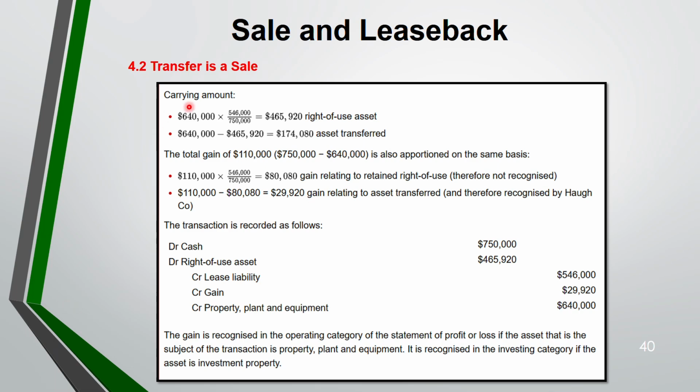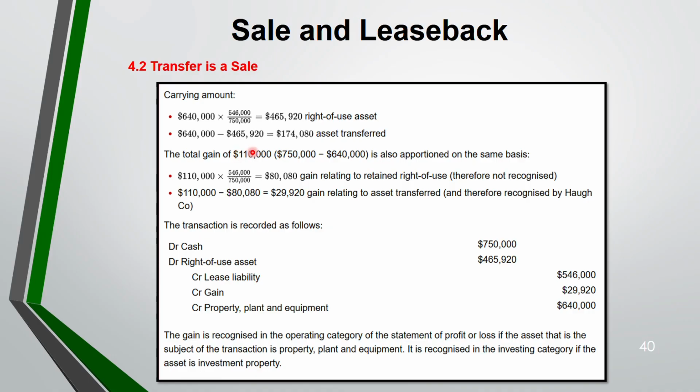First, for you to find the gain, you have to apportion your carrying value in accordance with your fair value. See, your carrying amount is 640,000. You have to know how much is the right of use asset and how much is the carrying amount for the asset that you have transferred. You have sold for 750,000, and your carrying value was 640,000. So the difference is the gain. So your total gain is 110,000. Even this you have to apportion.